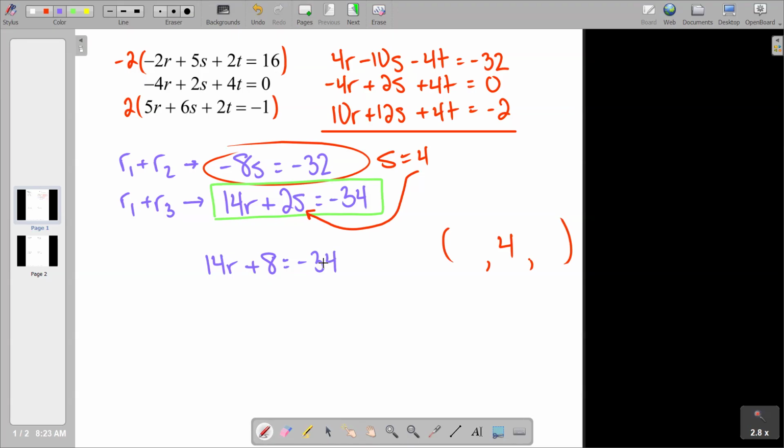You still with me? You sure? Okay, and then we just get 14R equals negative 42 because we do what we've been doing for years, just solving equations. Subtract 8 from both sides, divide by 14, and you get R equals negative 3.